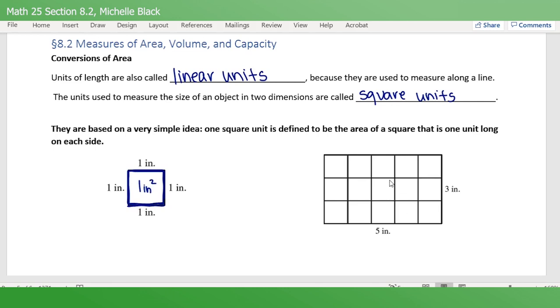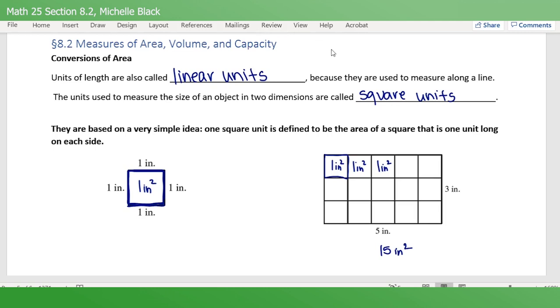In the picture on the right here, I have a bunch of these 1 by 1 squares. So this is 1 square inch. The one next to it is 1 square inch, 1 square inch, and so on. I have 3 going up and 5 going across. So in total, this picture shows 15 square inches, or has an area of 15.